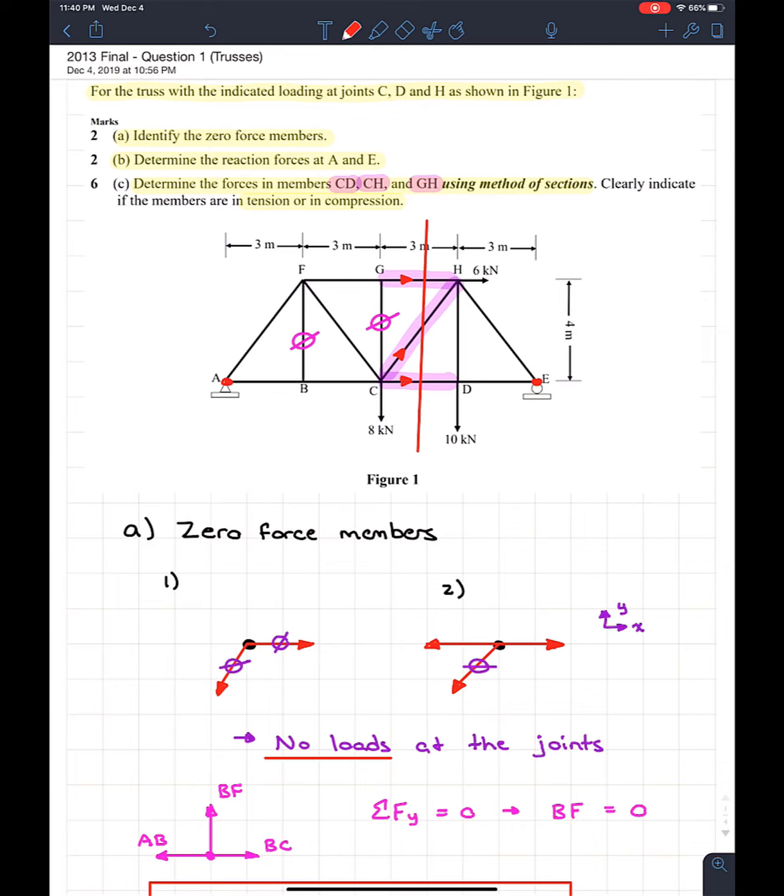And then on the right side, they'll turn into forces like this. And now it's up to us to choose which side we want to analyze, because it doesn't matter, both will give you the same answer. And looking at the right side, it's a little less than the left side. So I'm going to choose the right side.